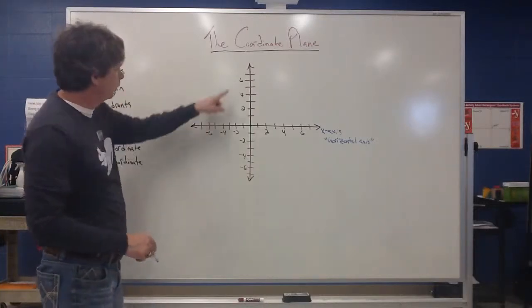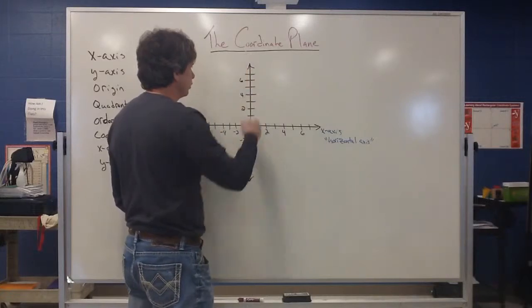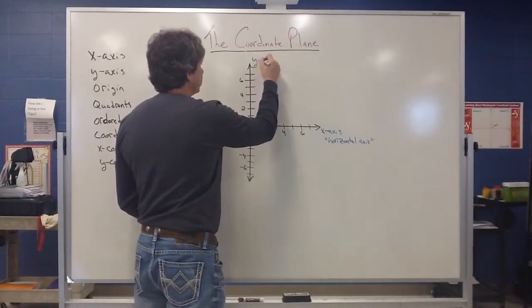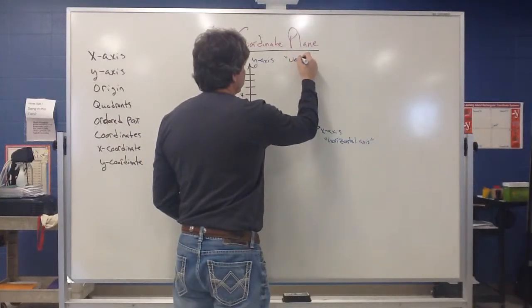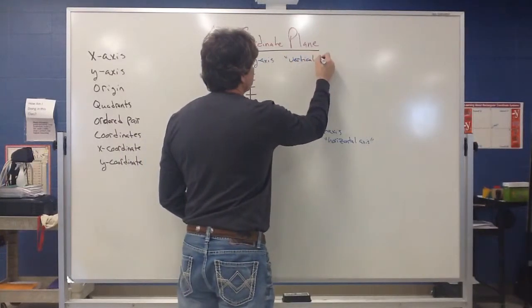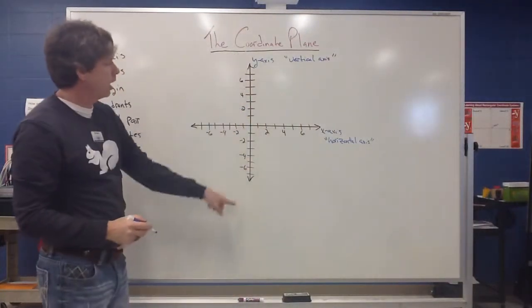The y-axis is what we call a vertical line. So it's this number line that goes in a vertical direction. It's referred to as the y-axis, or sometimes it may be referred to as the vertical axis. So this vertical axis is this line that goes up and down.